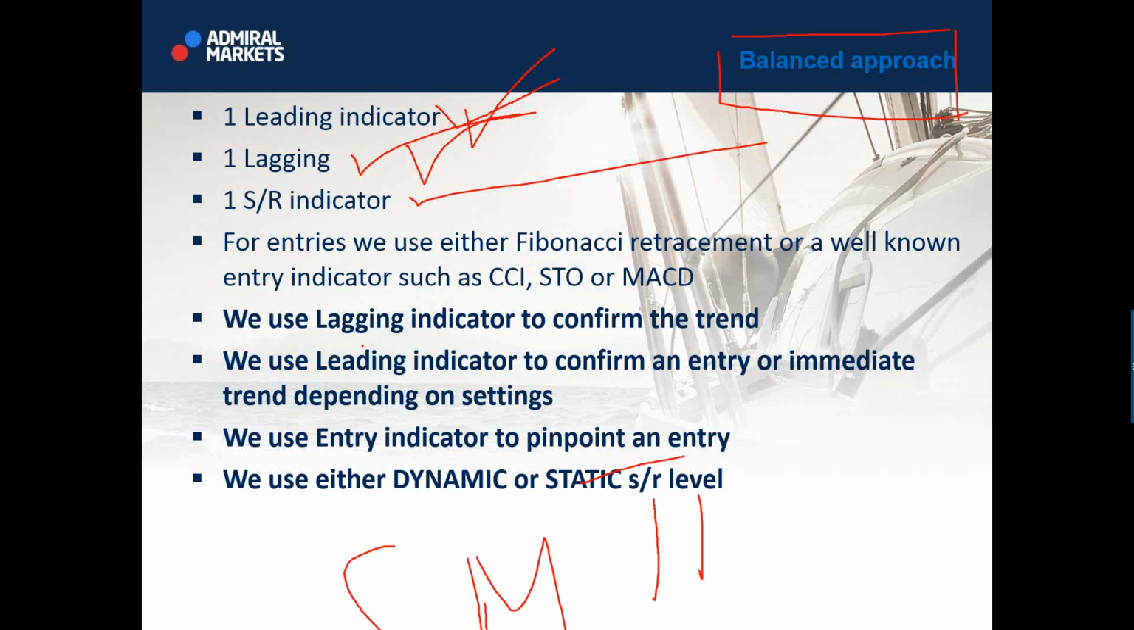So the conclusion is, we use a lagging indicator to confirm the trend. We use a leading indicator to confirm an entry or immediate trend, or so-called momentum. We use an entry indicator just to pinpoint an entry. We don't use Stochastic for giving us, I don't know, an overbought signal if the price still has 20 pips to the upside. So imagine this, guys.